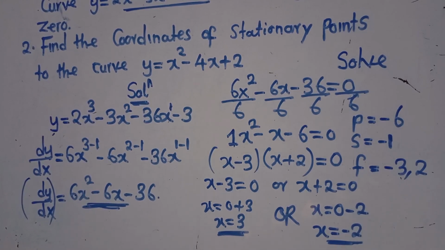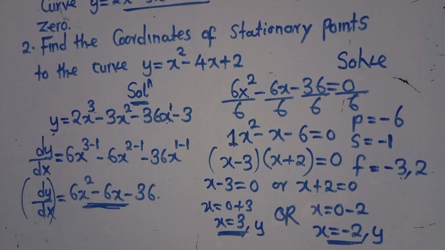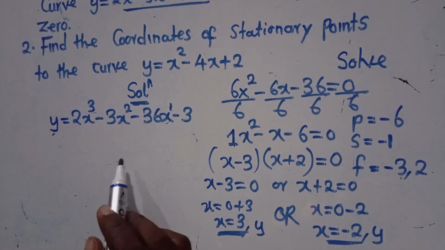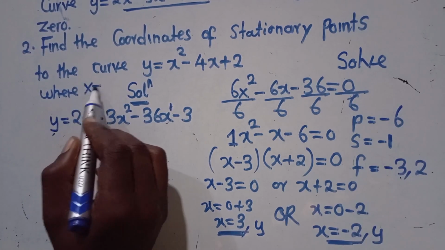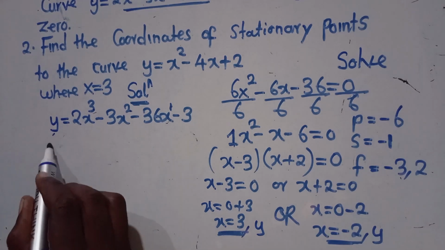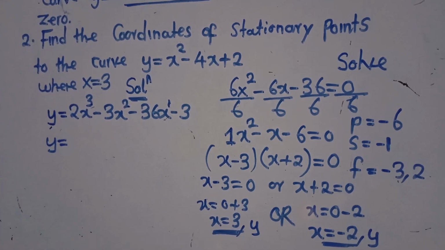So what I'm supposed to do now is find the other values. This one needs to have a y, and even this one needs to have the value for y, so that I find the coordinates. So I will get the original equation, this same equation. It's good that the equation is even here. This is the equation that I have. So I'm going to say on top here, where x is 3, I find the value for y. Y is equal to, don't forget our main aim. Our main aim is to find the coordinates.